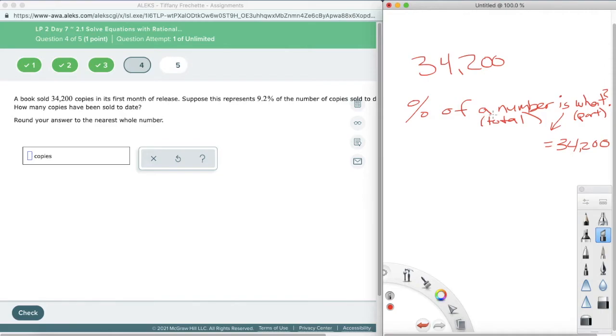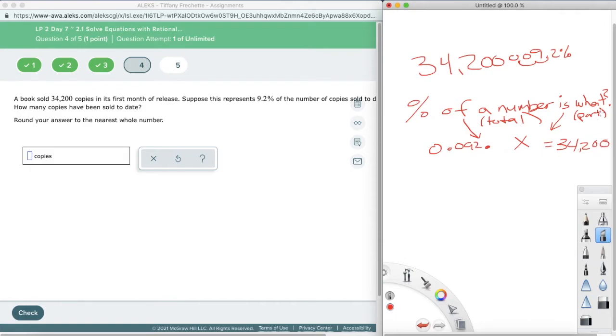A number, which is our total. We don't know what our total is, so I'm just going to put x for a number. It could be any variable you want. Of means times, and our percentage, they told us that it's 9.2. Remember 9.2%? We actually want to convert that to a decimal when we put it into an equation. So we want to say 0.092 like this. All right, so we have our little equation built.